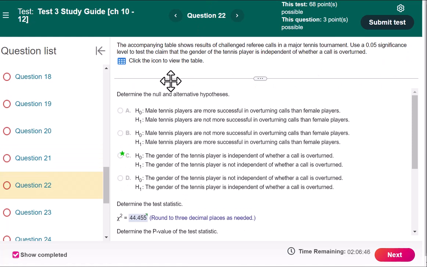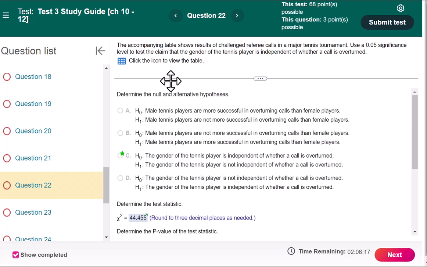All right, next one, this is section 12.2. The accompanying table shows the results of challenge and reference calls in a major tennis tournament. Use a 5% significance level to test the claim that gender of the tennis player is independent of whether a call is overturned. This section is about testing whether the variables are independent of each other or dependent of each other. Your null hypothesis should be the variables are independent, and your alternative should be the variables are dependent.